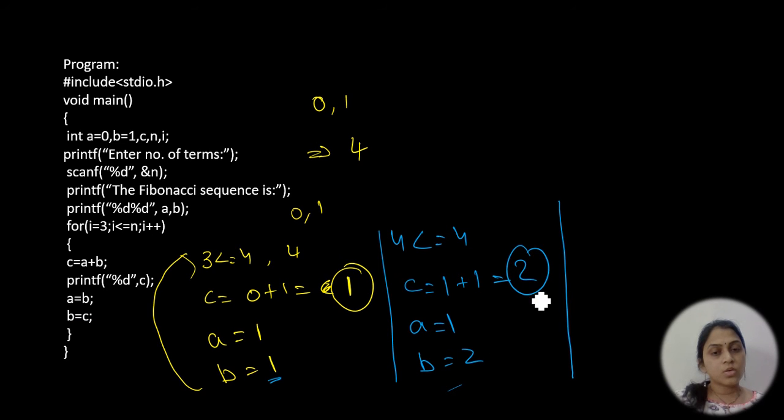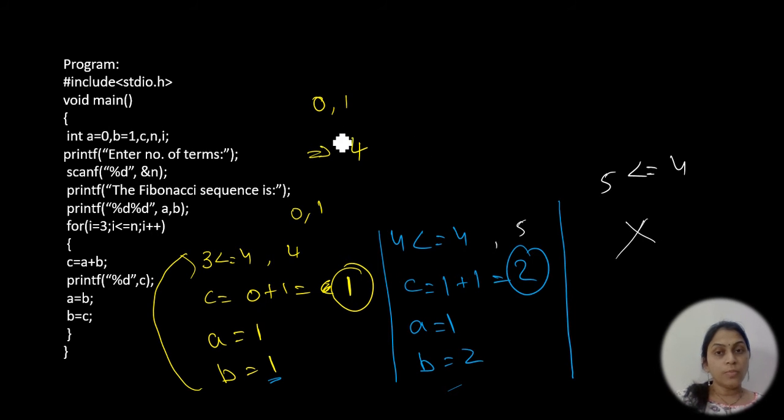Now check. Here the I value is incremented to 5, right? So 5 is less than or equal to 4? This condition is failed. So whenever this condition is failed, the controller will come out.